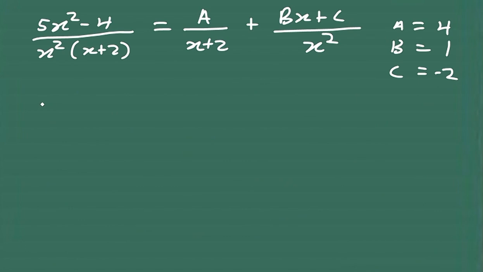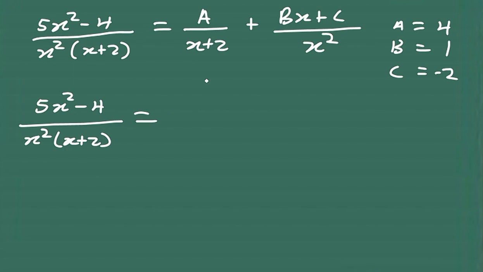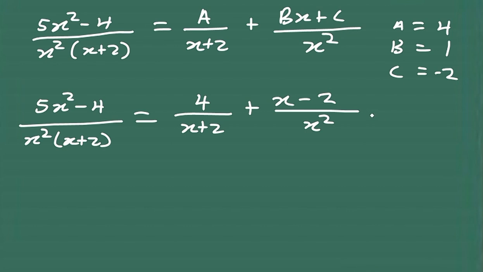So in this expression we are going to say that 5x squared minus 4 all divided by x squared times x plus 2 is equal to the value of a, which is 4, all over x plus 2, plus that of b, which is 1. So 1 times x is x, so we have x, and c is minus 2, all divided by x squared. So this is going to be the expression for this fraction.